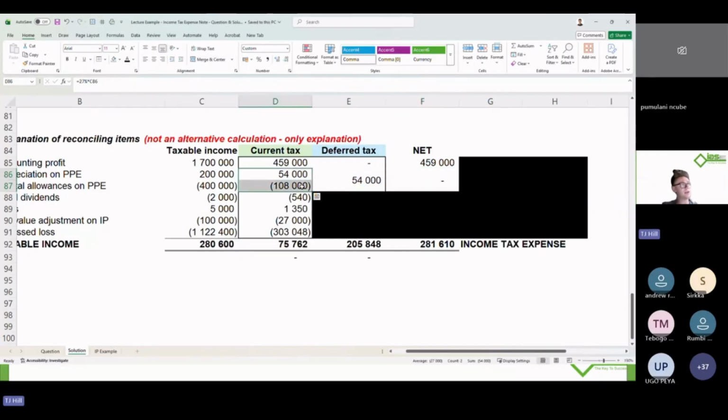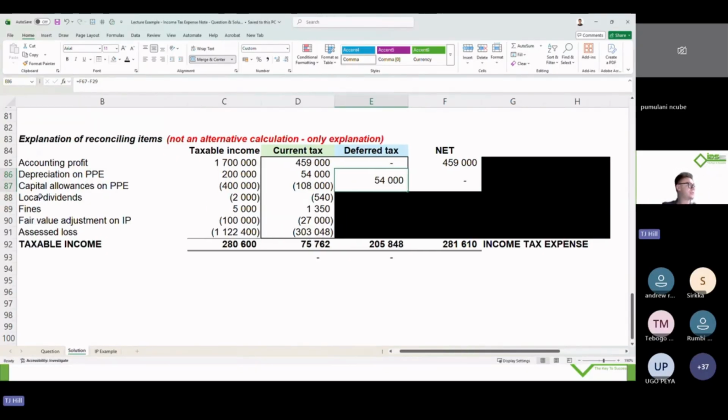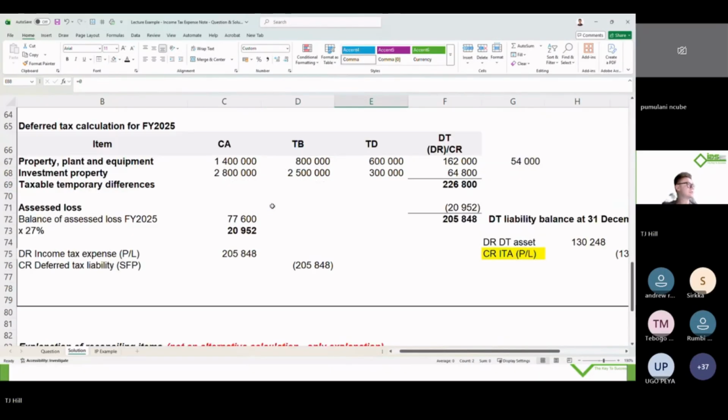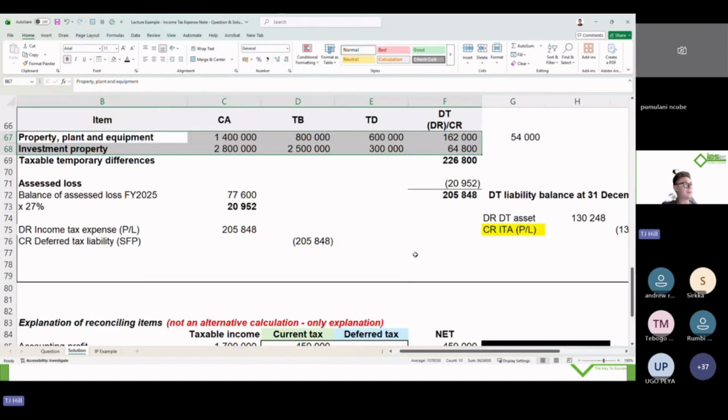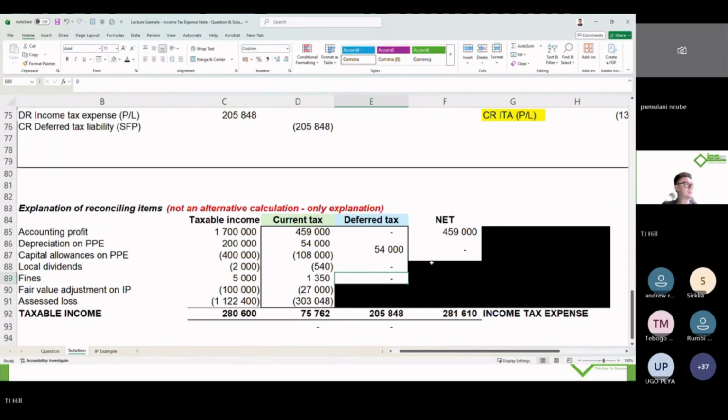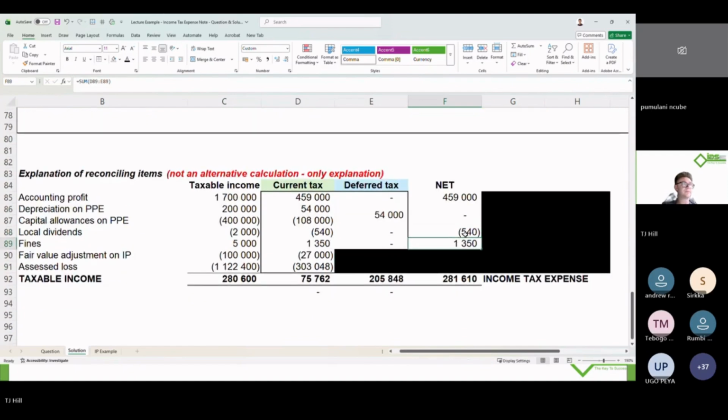I've accounted for it in current tax, and I've accounted for it in deferred tax. Because it's actually just a deferred implication. It's not a permanent difference, it's deferred. Okay. On the dividends and fines, there is no deferred tax. Because there's no asset, nothing funny happening. So that causes a bit of a problem. I've summed here. This column is summing everything.